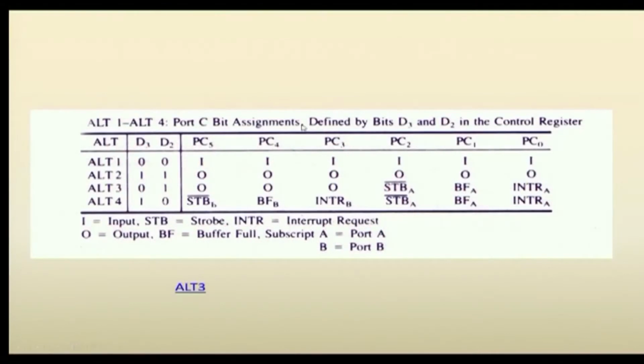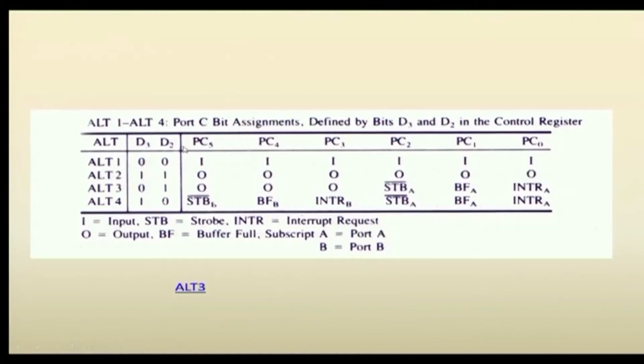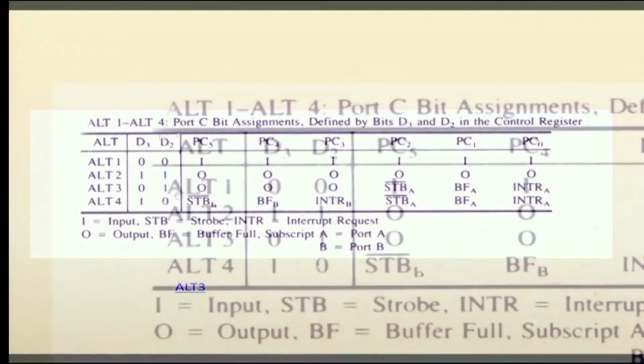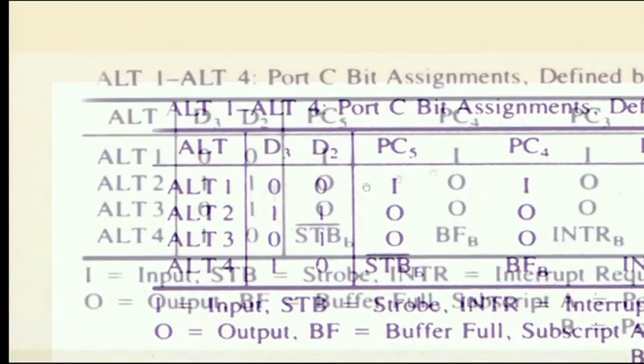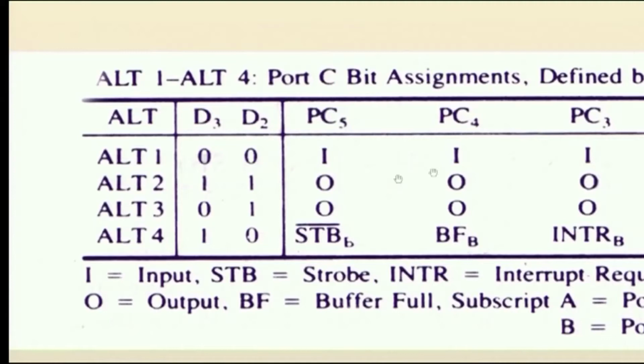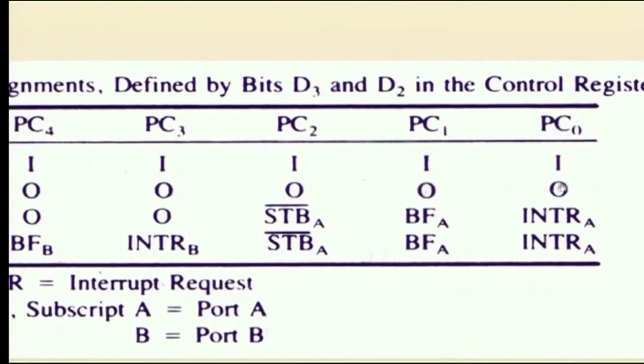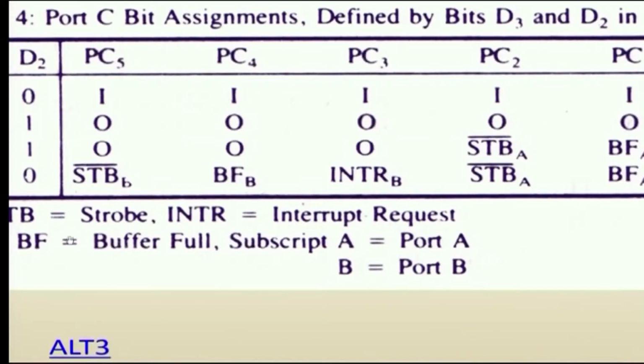Port C consists of only 6 signals which can be used as handshake signals and also for simple IO operations. In that it has 4 kinds of alterations, that is alt 1, alt 2, alt 3 and alt 4. Alt 1 is where D2 and D3 both are 0. Both being 0 means here we are writing all signals, PC5 to PC0, as 1. When the signal is 1 it is an output signal. Alt 2 is 1 1, when both signals are 1 1 it enters the alt 2 mode. In alt 2 mode, all signals are written as 0. 0 represents an output signal.